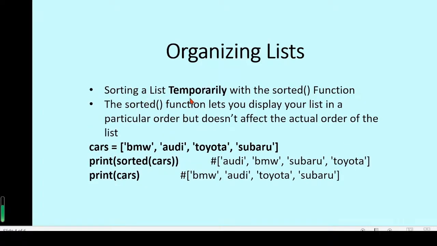Sorting a list temporarily with the sorted function. The sorted function lets you display your list in a particular order but doesn't affect the actual order of the list. So this is a list of 4 cars. You can use sorted cars. So it will show the list in sorted order. But if you print this cars list again, the order has not been sorted. It has the original order.